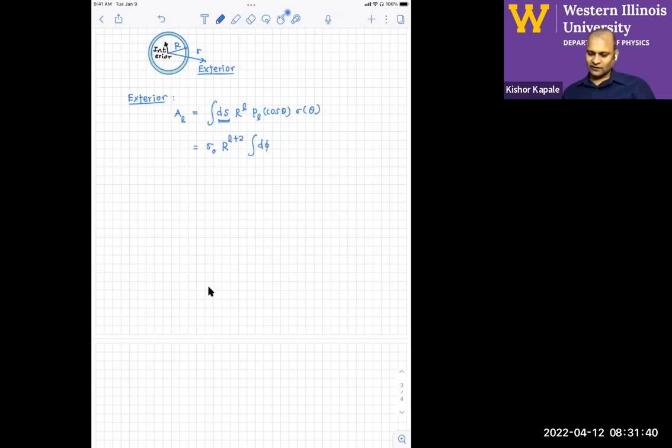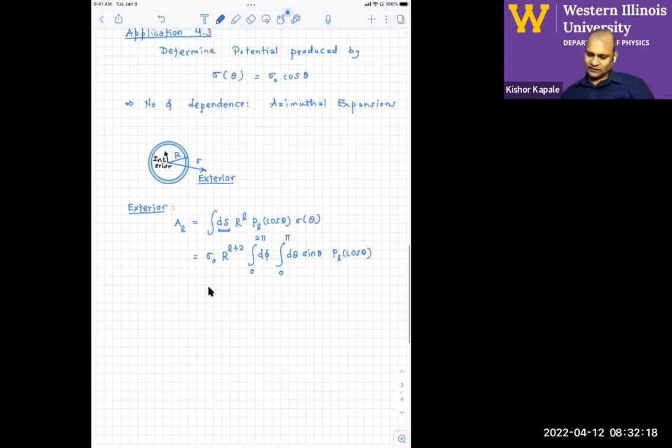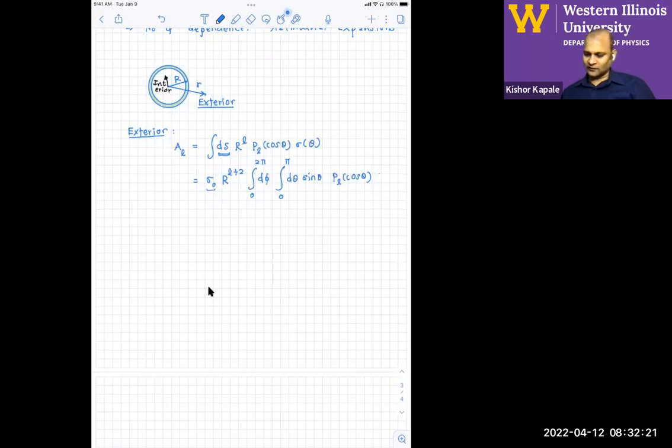The d phi integral is trivial because there is no explicit phi dependence. It just contributes 2 pi, the whole azimuthal swath. And then you would have d theta sine theta, right? That always comes in the d omega, dS in the spherical coordinate system. And then we have P_L cosine theta, and sigma theta itself is sigma 0, which we already took out, and then we have cosine theta.